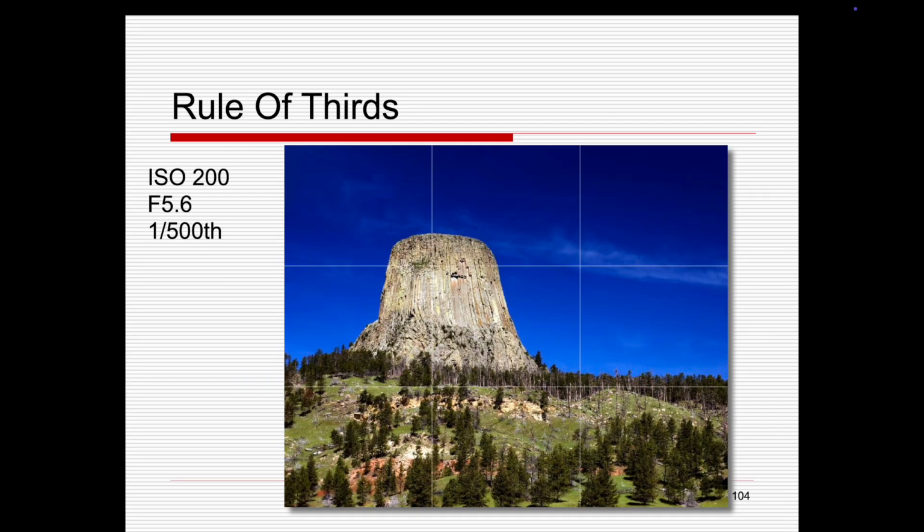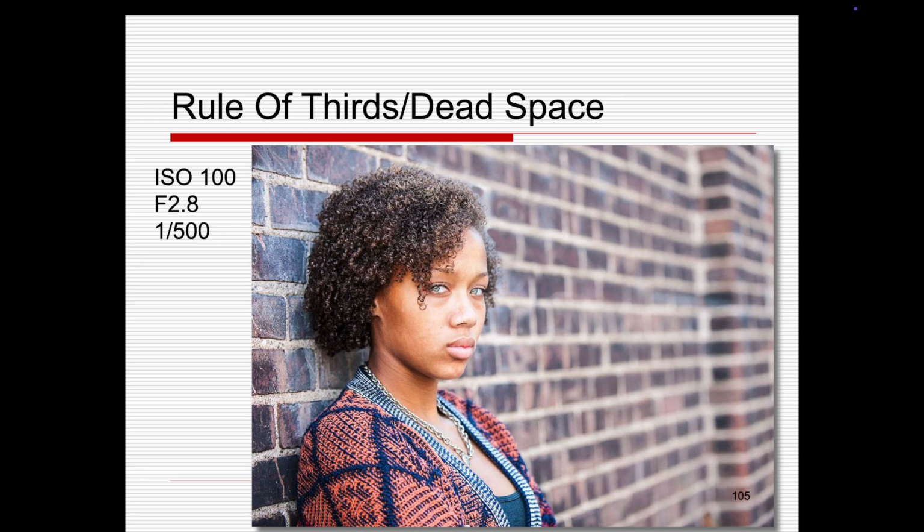Here's another example of the rule of thirds. The horizon line low gives us a big sky, a third vertical line right through here, and it just allows us to kind of look around in the scene. Rule of thirds and dead space.